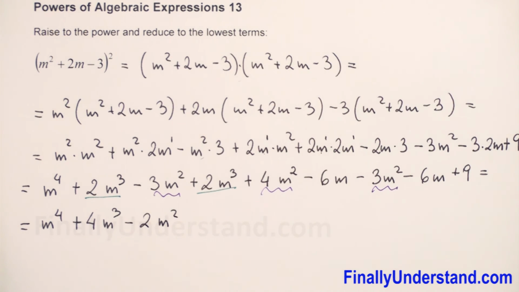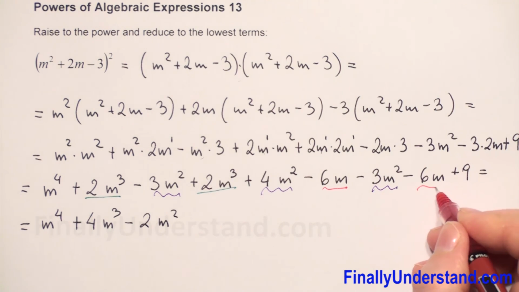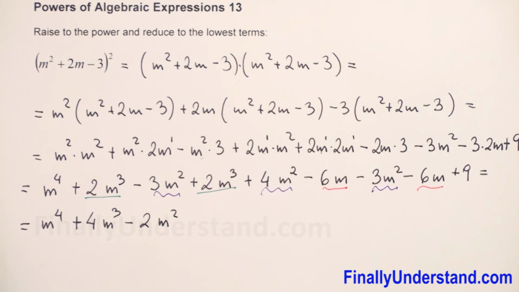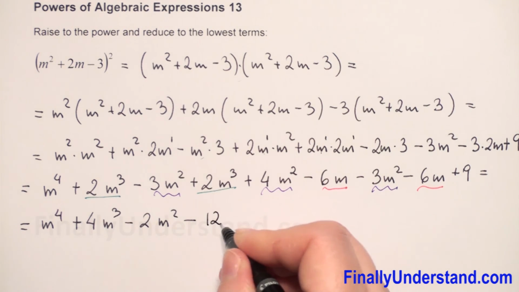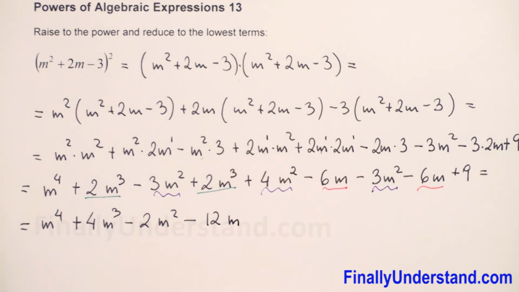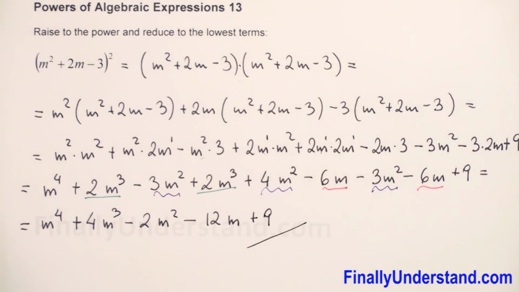Next we have negative 6m and negative 6m. Both like terms are negative, so we keep the negative sign, and we have to add the coefficients: 6 plus 6 is 12. And we have to rewrite m. And at the end we have plus 9. This is my solution.